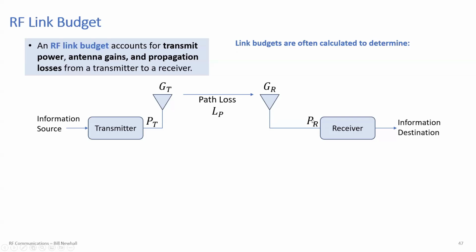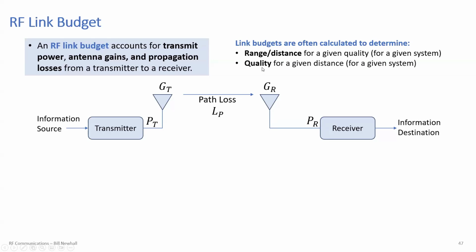So link budgets are often calculated to determine the range of a system, the distance between transmitter and receiver that gives an acceptable quality for a given system. Or if you're given a distance, you want to estimate the quality for a given system. So that's what link budgets are used for. Or if you want to establish the requirements for a system to be designed for a given quality and a given distance.